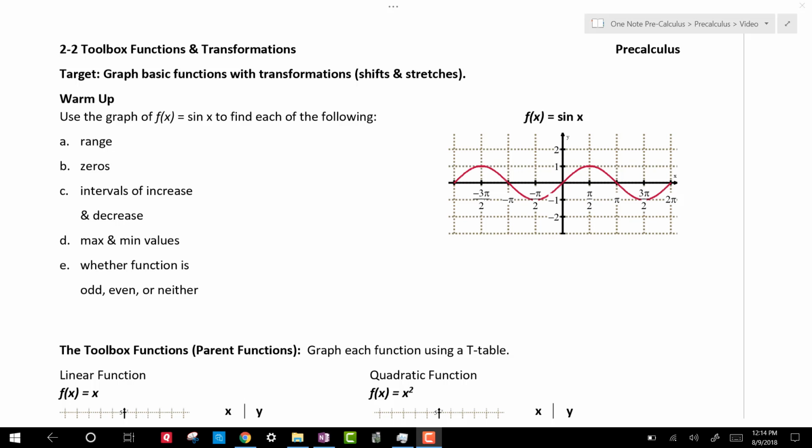The range of this guy here, you'll notice the bottom of this graph only goes to -1 and the top of this graph only goes to +1. So the range here would simply be -1 to 1, and since we're touching both of those, I'm going to use the brackets.